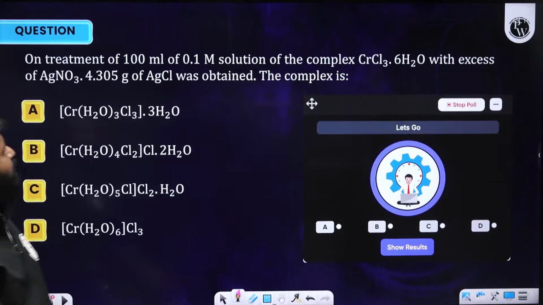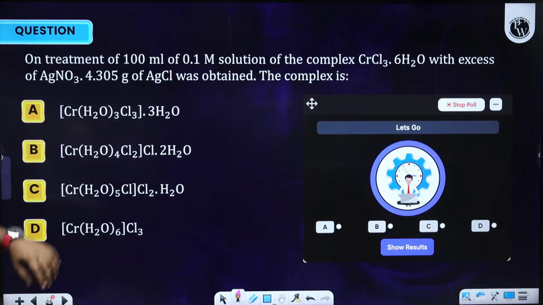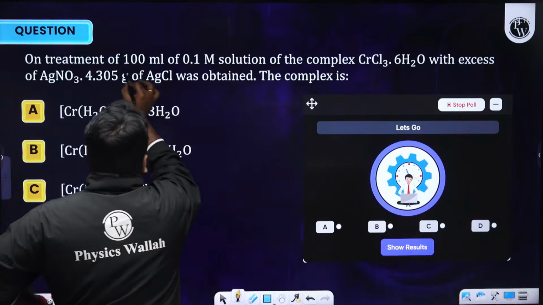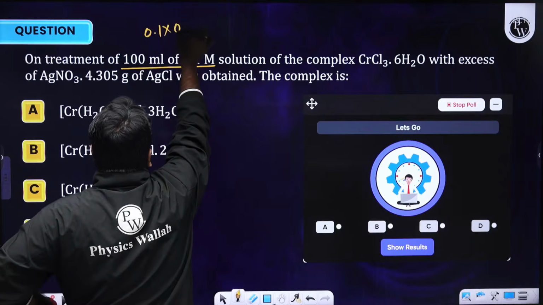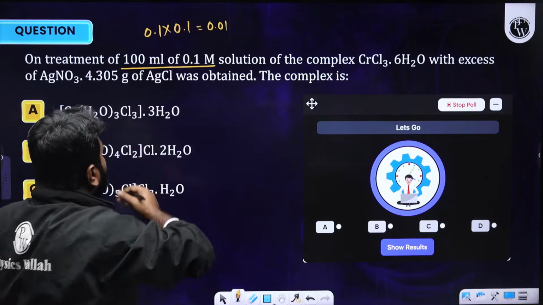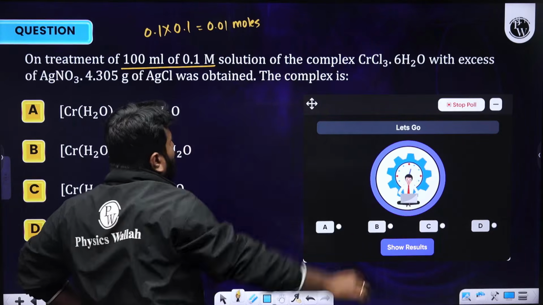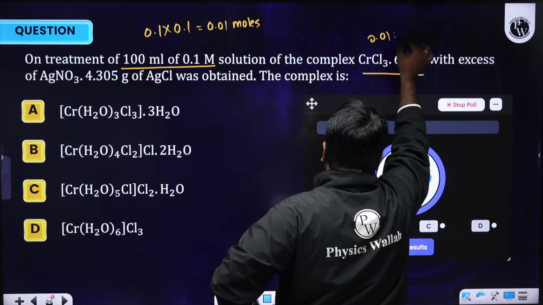On treatment of 100 ml of 0.1 molar solution of complex. 100 ml of 0.1 molar. So what will be the number of moles? 0.1 into 100 ml, so automatically we will be getting 0.01 moles of what? Complex. Complex concentration is 0.01 mole.